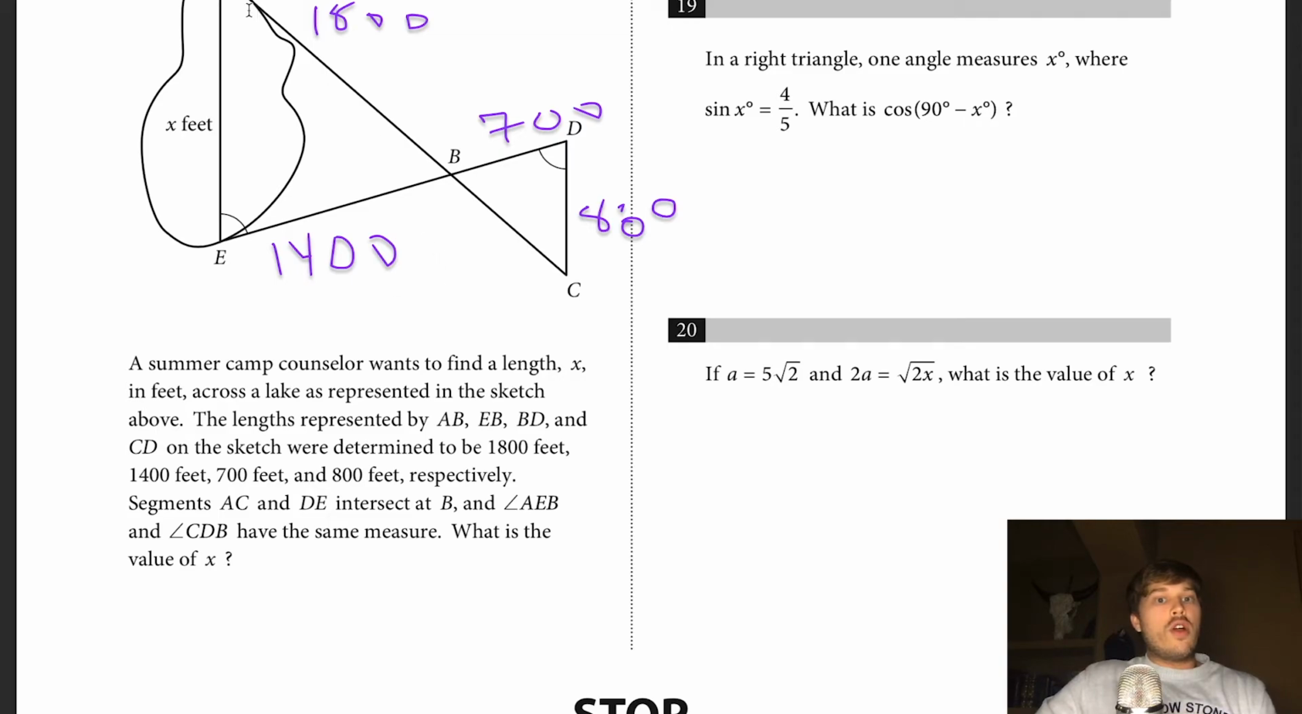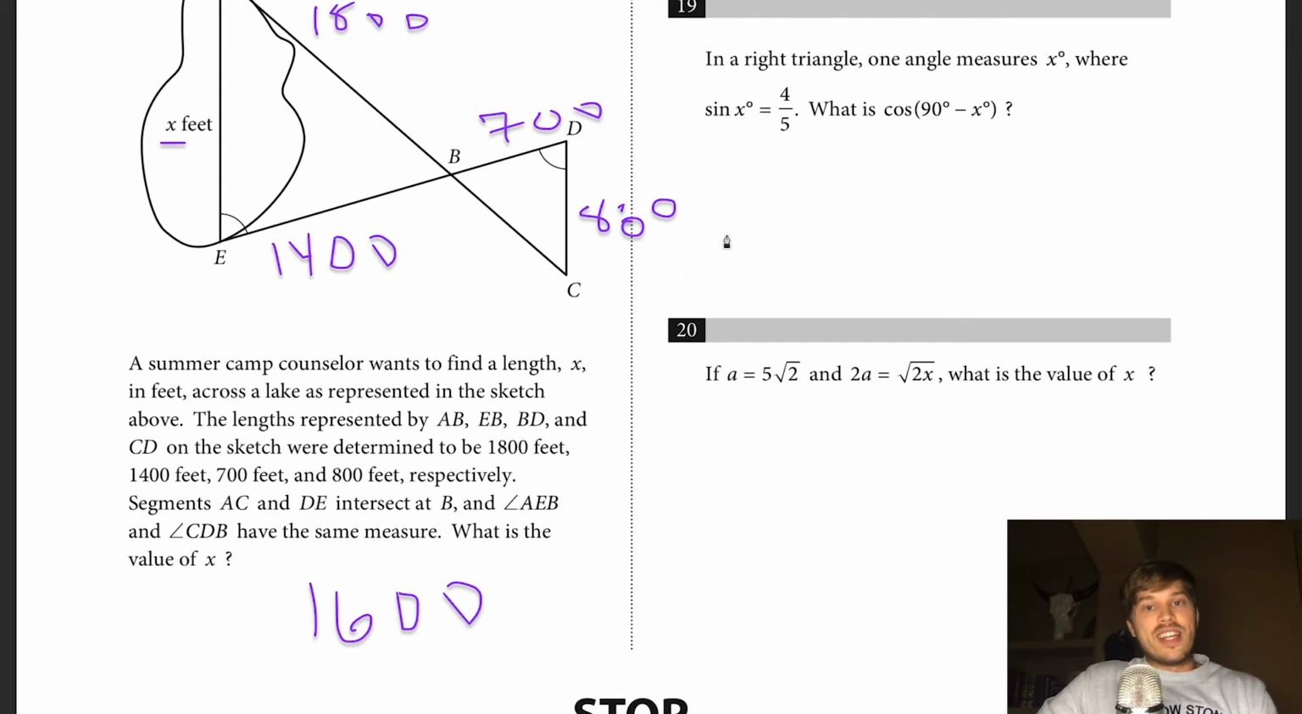Well, you should know about similar triangles, and you should know that triangle ABE and triangle BCD are similar triangles. So we just need to know the scale factor between these two triangles. Well, we can clearly see that 700 times 2 is 1,400. And so 800 times 2 will give us our x. So 800 times 2 is 1,600. So this value is 1,600.